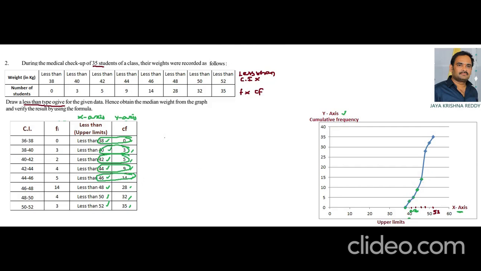And the next 48 and 28. This is the point. Next 50 and 32. On the x-axis 50 and y-axis it is 32. So this is the point. And next, the last point, on the x-axis 52, y-axis value is 35. So x value is 52 and y value is 35. This is the point. By joining each two consecutive points with a straight line, we will get the less than type ogive graph like this.